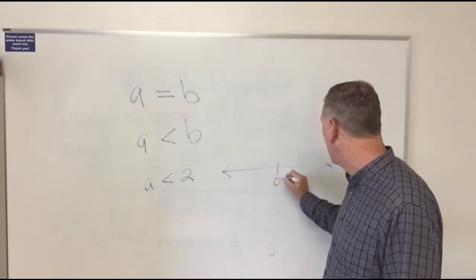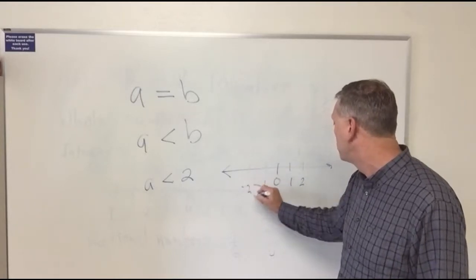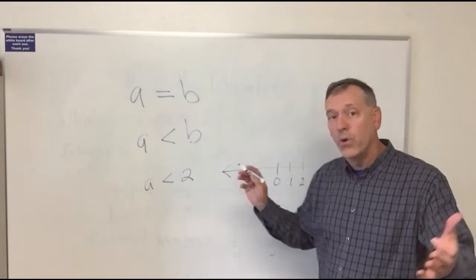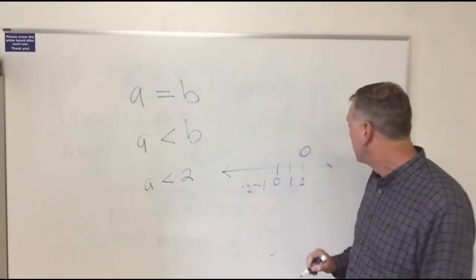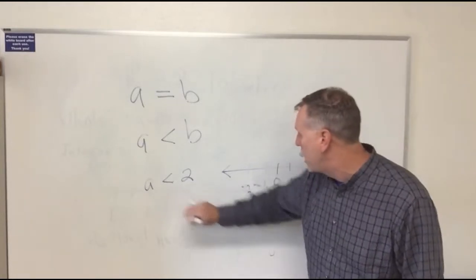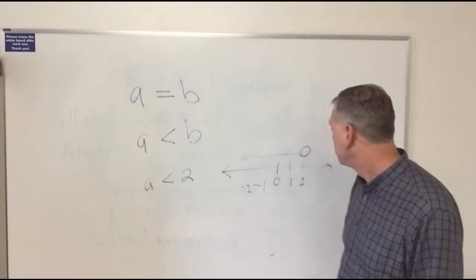So we have 0, 1, 2, -1, -2. And in this case, A is less than 2. The way I will graph this in class, you'll see, is I use an open circle like that, not bubbled in, because it's less than, and then I'll draw an arrow like this.